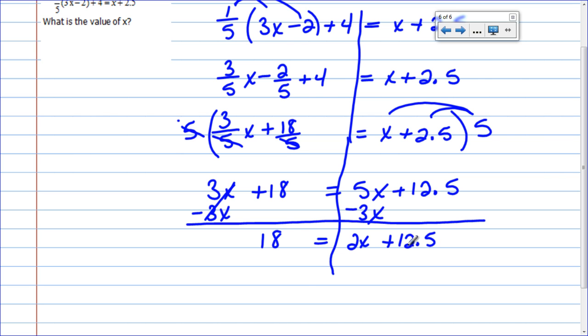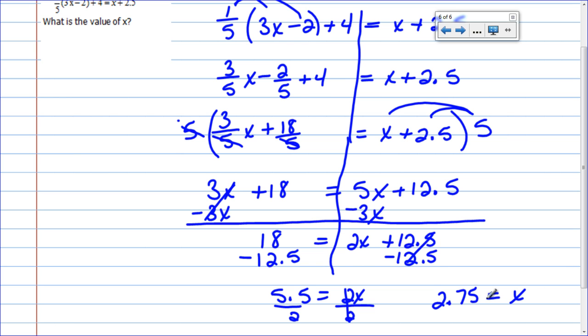So now I need to get rid of this 12.5. So I'm going to subtract that from both sides. And so I have 5.5 is equal to 2x, and then I'm going to divide both sides by 2, and when I do that I get that 2.75 is equal to x. So this is my value of x.